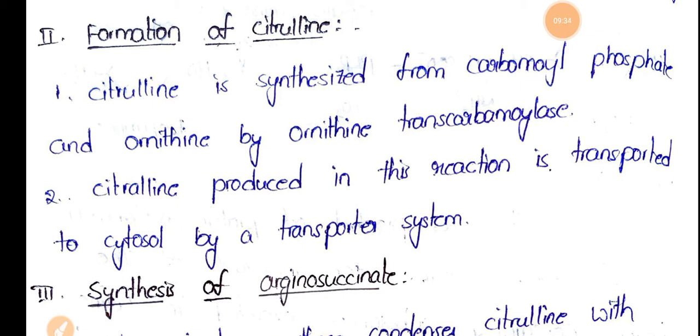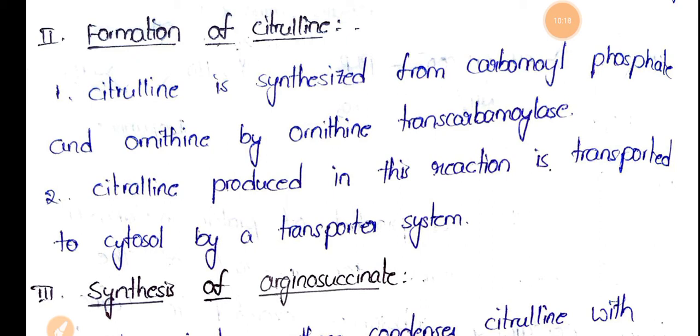So for every reaction one substrate and enzyme are required. Here the carbamoyl phosphate and the enzyme ornithine transcarbamylase are not just enough for the synthesis of citrulline, and they require ornithine. So carbamoyl phosphate and ornithine will react to form citrulline with the help of the enzyme ornithine transcarbamylase. Okay, and citrulline produced in this reaction is transported to the cytosol by a transporter system.